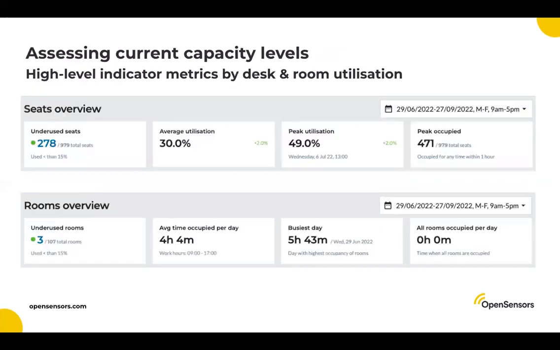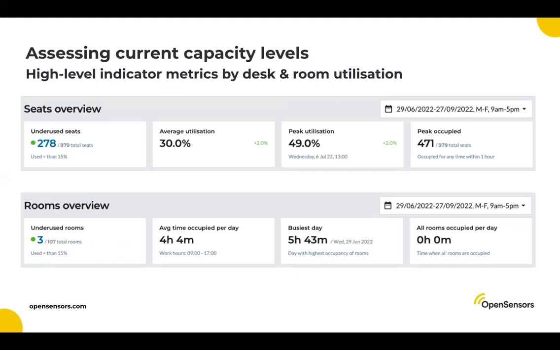And then to progress to a more granular level is when you start looking at seats and the PIR sensors themselves. So when you log into our dashboard, on the seats and rooms overview, you get some very high level key metrics. So underused desks and underused rooms, meaning they're used less than 15% of the day. That's telling you on a building level how many of your desks aren't being used. So realistically, what could you potentially afford to get rid of? And this is presented in tandem with average utilization, peak, and peak utilization.